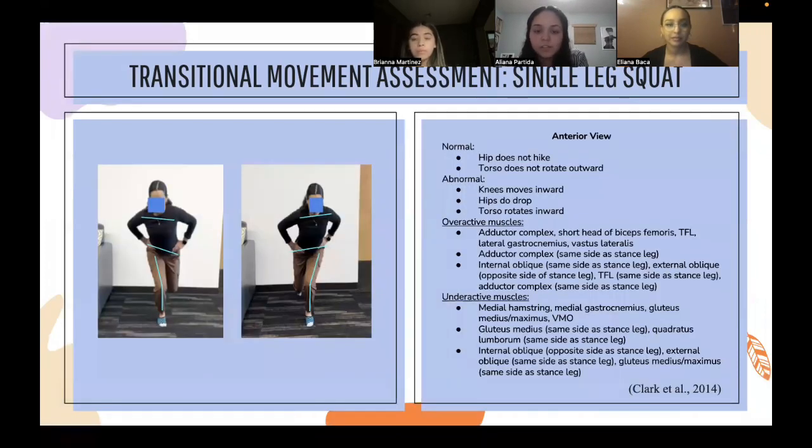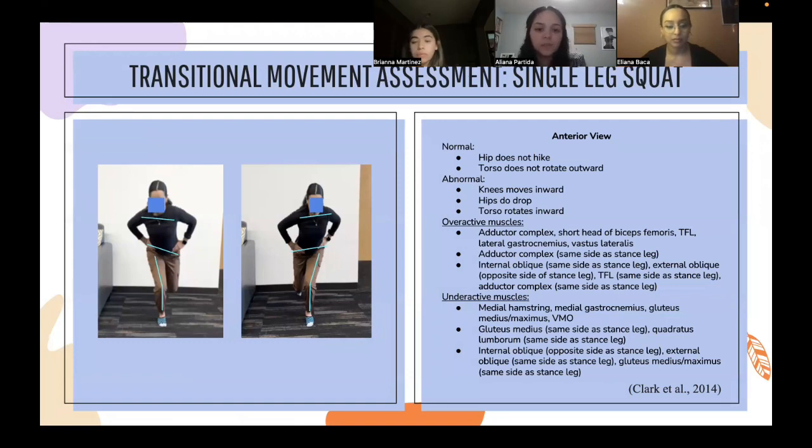So for here, it's only an anterior view that we viewed this from. But for some things that are normal, you can see that the hip does not hike, the torso does not rotate outward. But for abnormalities, the knees move inward, the hips drop, and the torso rotates inward as well.